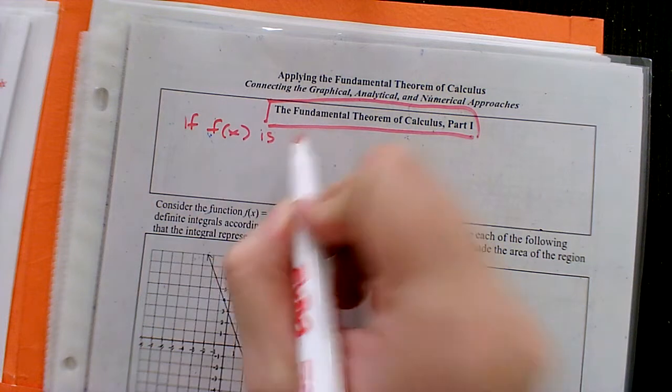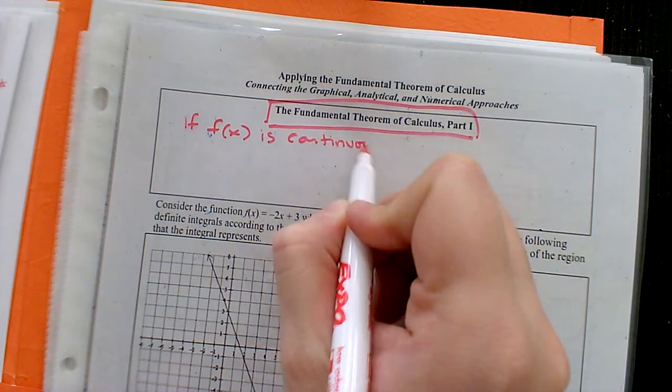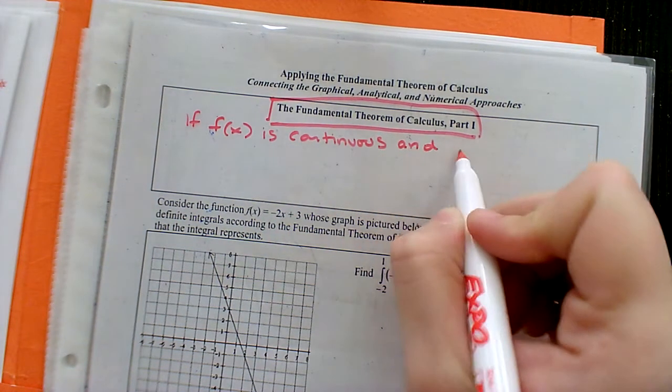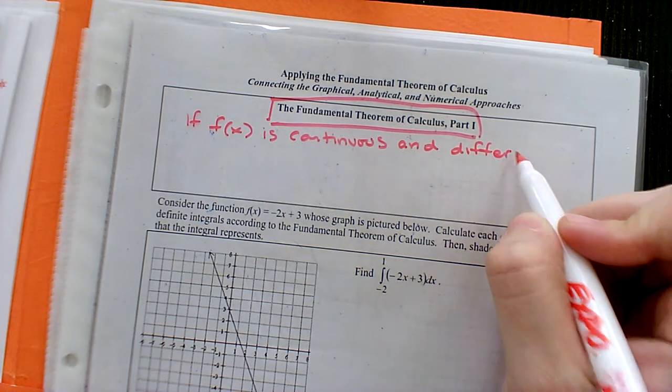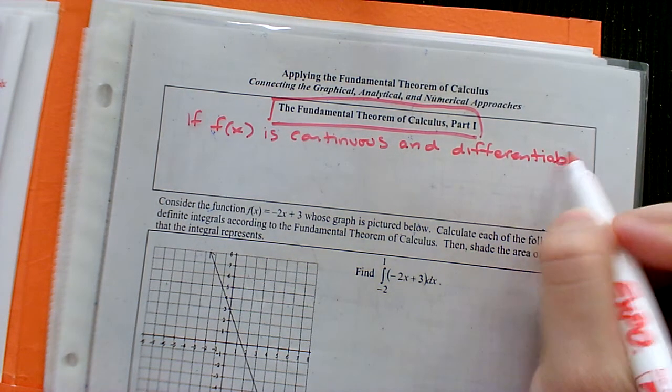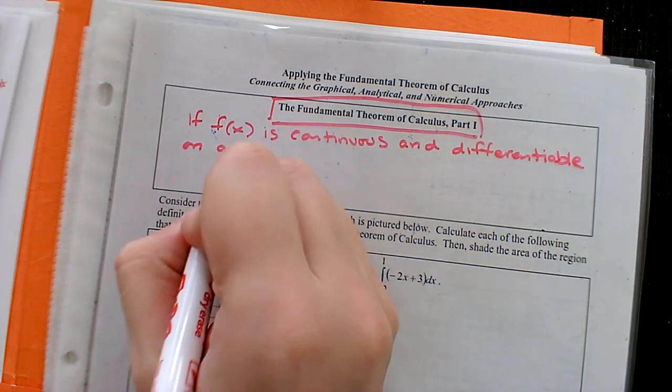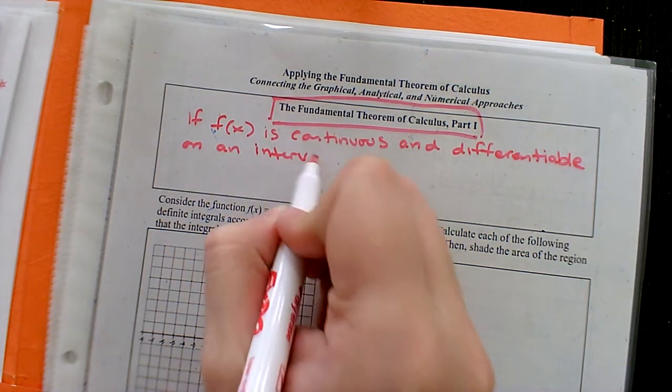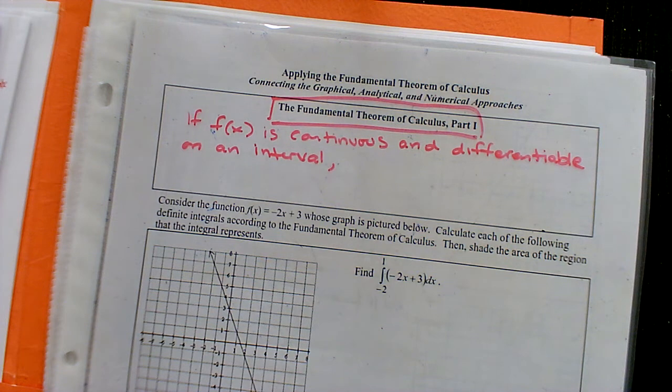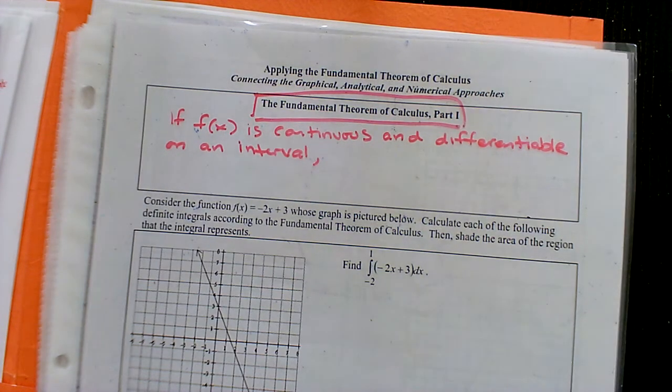If f of x is continuous and differentiable, there's that big word from earlier this year, on an interval. Let's go ahead and refresh our vocabulary. What does continuous mean? No holes, no jumps, no asymptotes. You can draw it without lifting up your pencil.